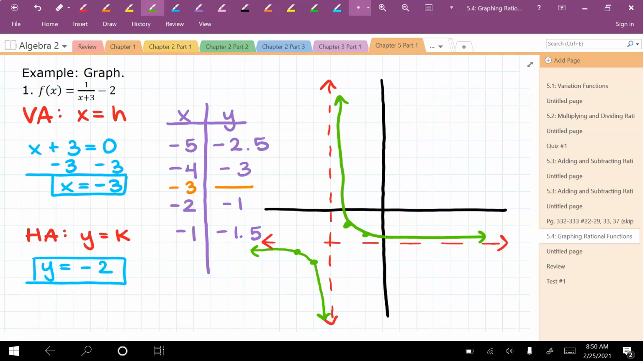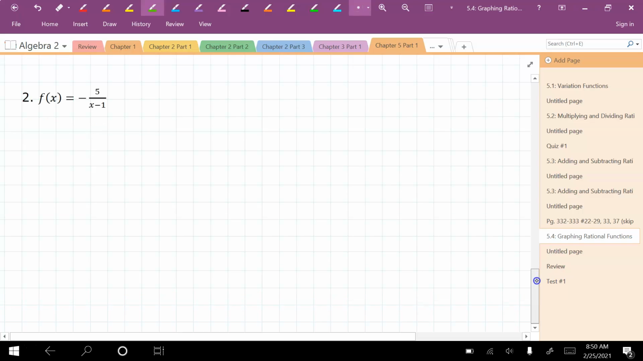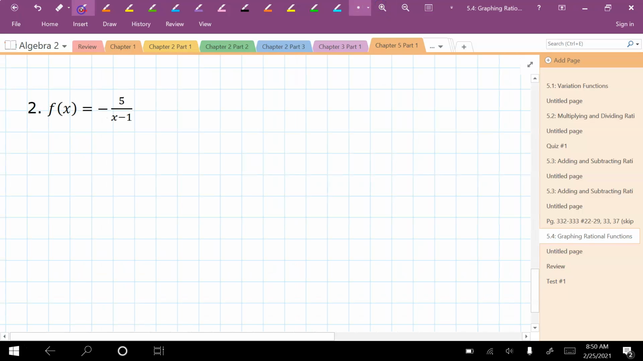Okay, do we have any questions so far on how I found the vertical asymptote, the horizontal, the points in my chart? Okay, if you guys turn the page over, I want you guys right now just to start by figuring out what your vertical asymptote and your horizontal asymptote is.